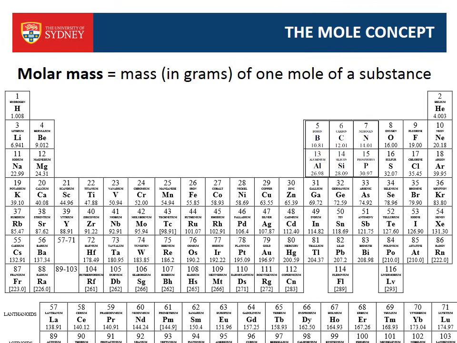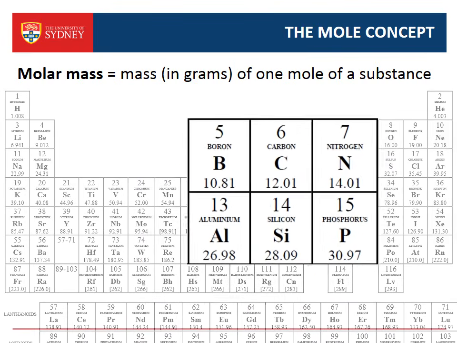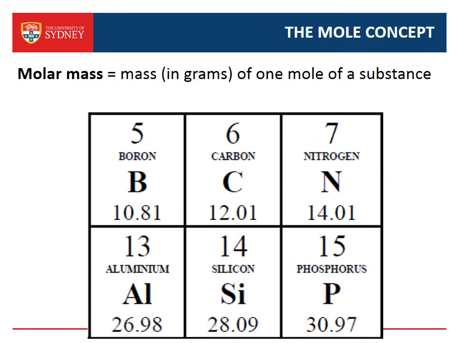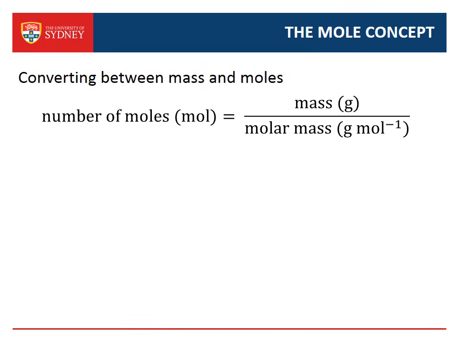So let's have a look at a periodic table and zoom in to look at a few elements. Here, the atomic mass of boron is 10.81, so that means that the mass of 1 mole of boron atoms is 10.81 grams. It's important to be able to confidently convert between the mass of a compound and the number of moles. The conversion uses this equation: number of moles equals mass divided by molar mass.